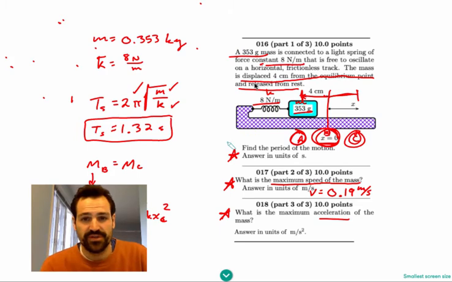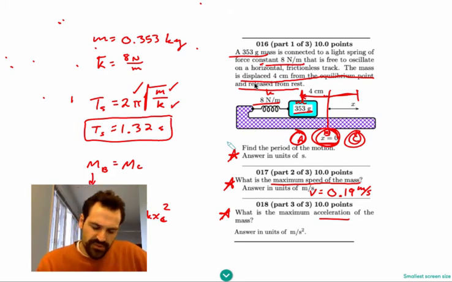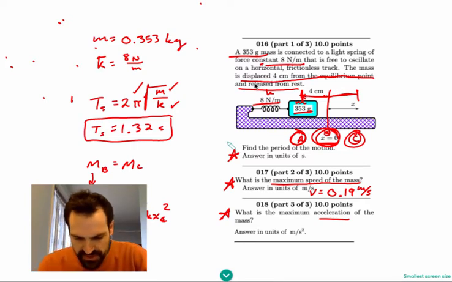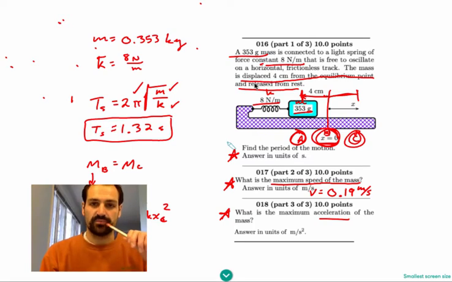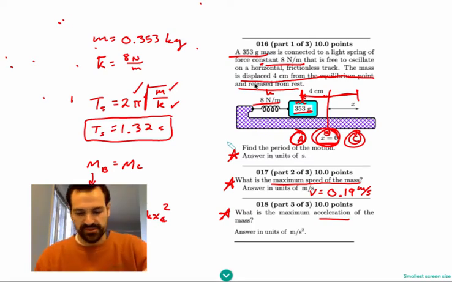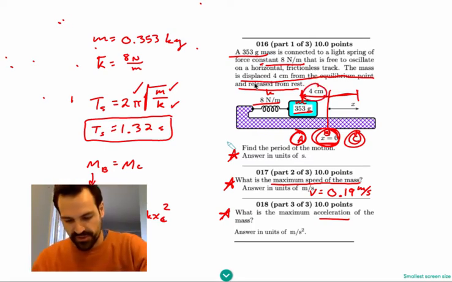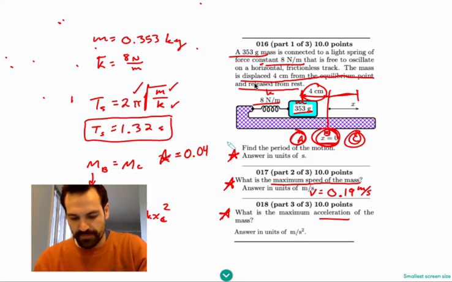So now we need to find the maximum acceleration of the mass. To do that, acceleration is greatest when force is greatest. By the way, if you were off by a couple decimals on the previous problem, please make sure you convert centimeters to meters. So instead of 4 centimeters, the amplitude, or x, should have been 0.04 meters.